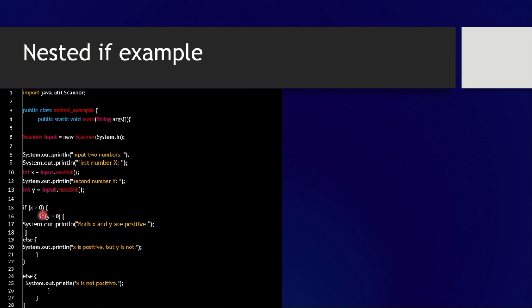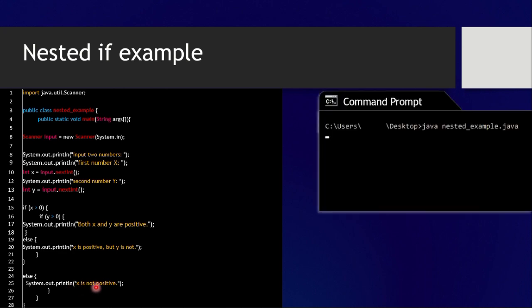So this if and this else, these two are going to be executed if x is greater than 0, right? And then only this one is going to be printed out if y is greater than 0, right? If y is not greater than 0, it's negative, it's going to print out this scenario. So this here opens and this closes. So this is a nested example, right? But if x is not greater than 0, it will just tell you x is not positive. Let's try to see how that actually turns out.